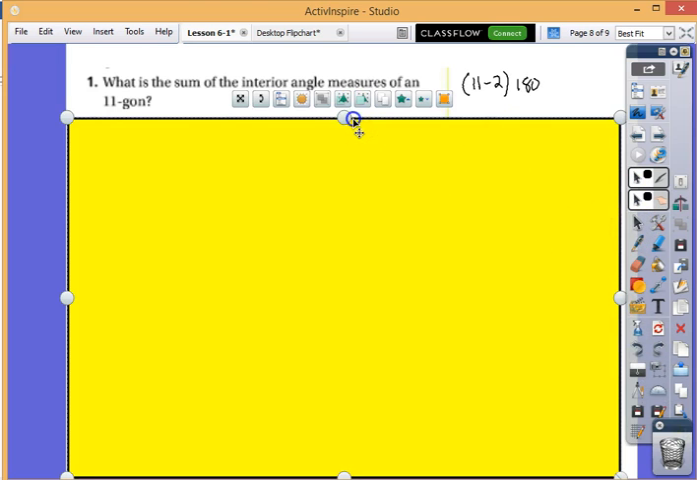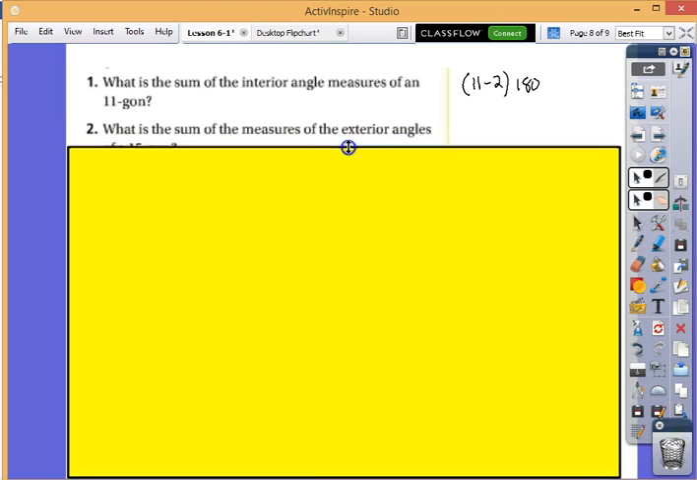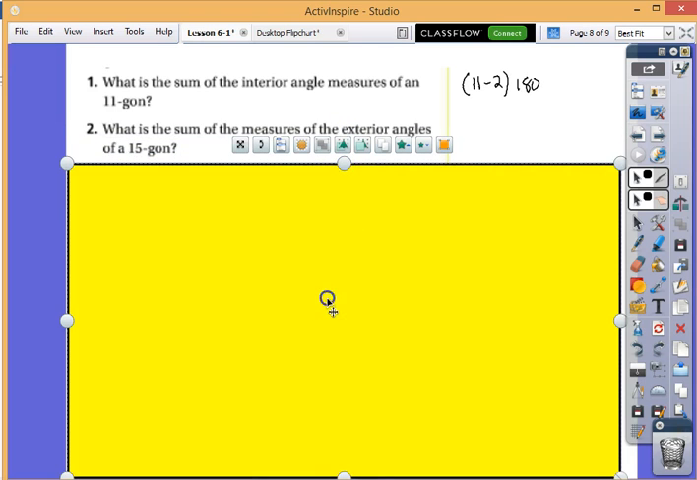How do we go about finding the measure of the exterior angles of a 15-gon? All right, if you took the time to do any kind of math figuring on this problem, you missed something. Because what's the sum of the exterior angles of any polygon? 360. So the answer to this one is just a straight up 360. There's no figuring to do. We just already know what it is. So you've got to know when you've got to do some figuring, and when you don't have to do some figuring.